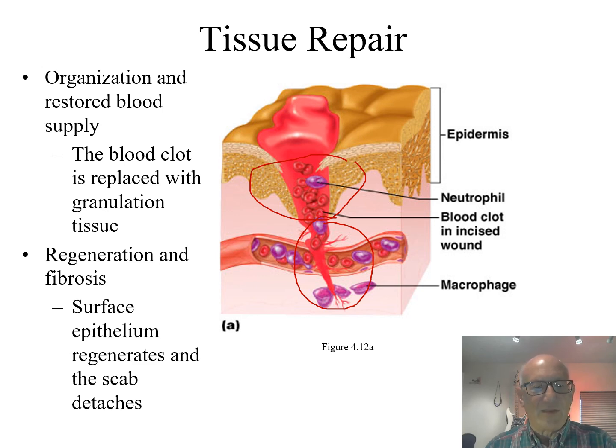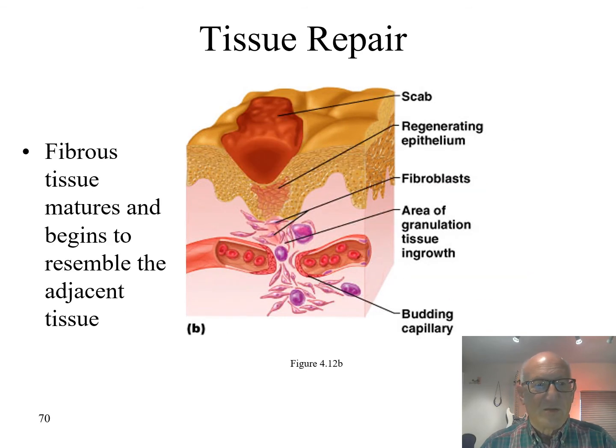The surface epithelium regenerates, and on the next slide we'll see the scab, and that scab will detach. We can also see in here immune system cells, neutrophils and macrophages, which are in the area to clean it up, to ingest or digest bacteria and viruses and anything that gets into the wound. Then we see the scab, which is going to detach after a while, and regenerated epithelium.